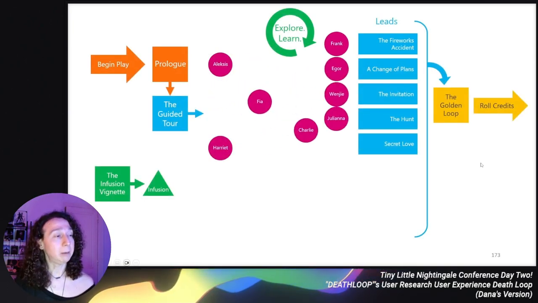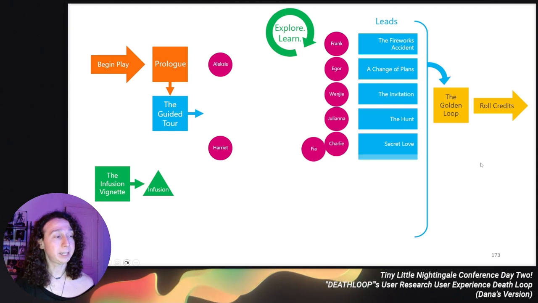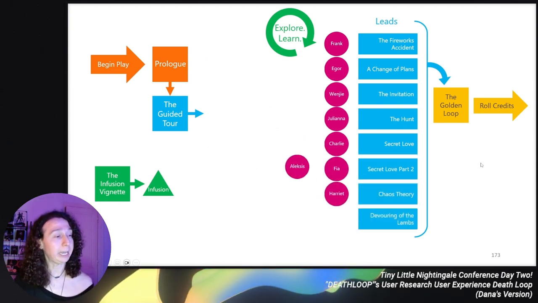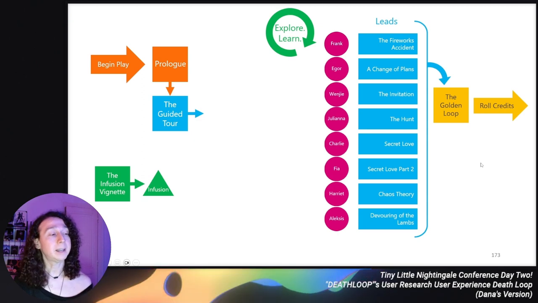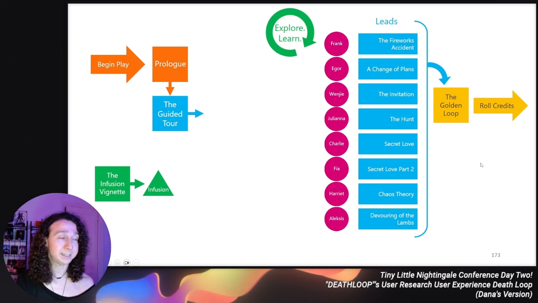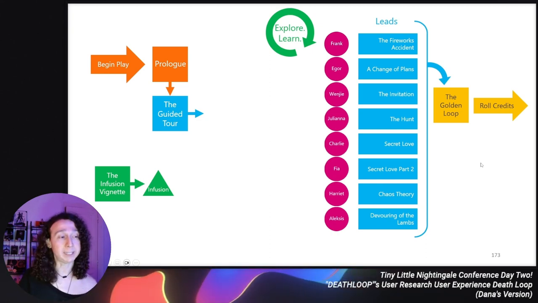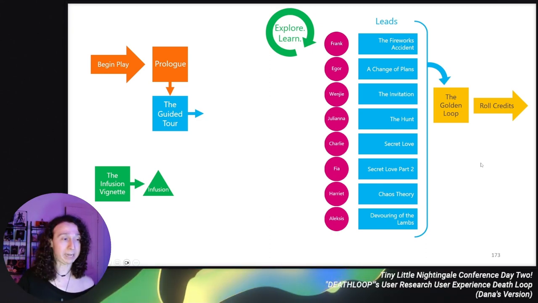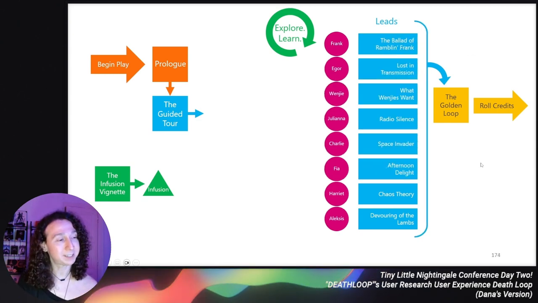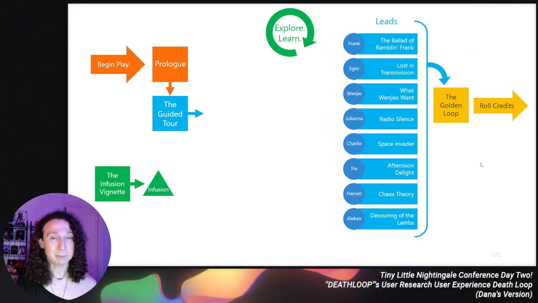Okay, let's pair up our visionaries with our leads. If there's two visionaries for one lead, we're going to split that lead in two, and we are going to fashion the content from the target mission from our two visionaries who do not have leads into a form of lead in themselves so it all matches. Let's update these names to the shipped versions and update our chart.